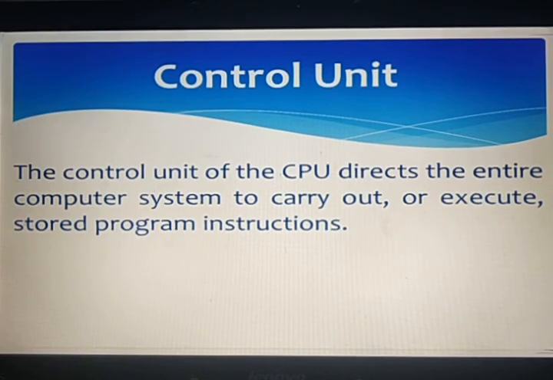The first 2 steps make up what is called the instruction time. The last 2 steps make up what is called the execution time. The combination of these 2 is called the machine cycle. So this is how the computer functions, how the processing is done in the CPU.